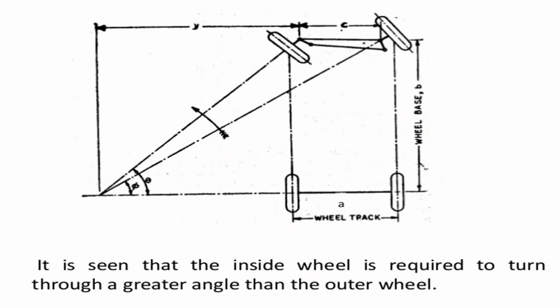You can see in this diagram that the inside wheel is required to turn through a greater angle than the outer wheel. You can see the inside wheel gets the maximum angle. The inside wheel gets the maximum angle compared to the outside wheel.